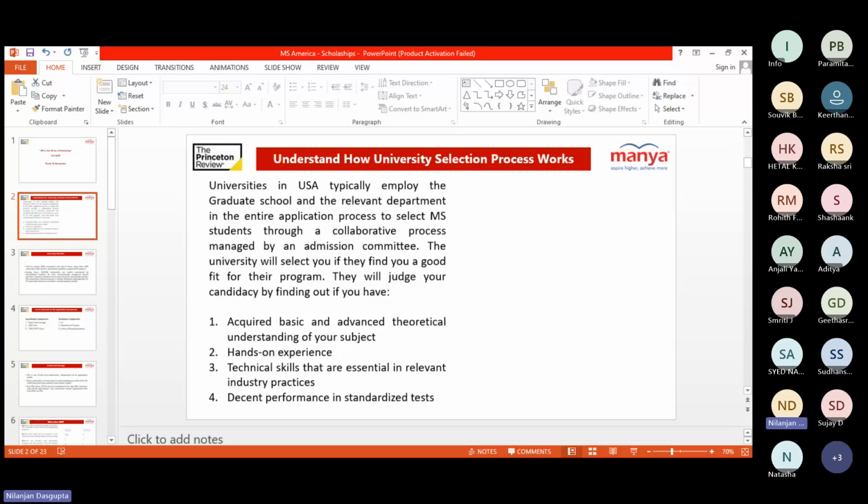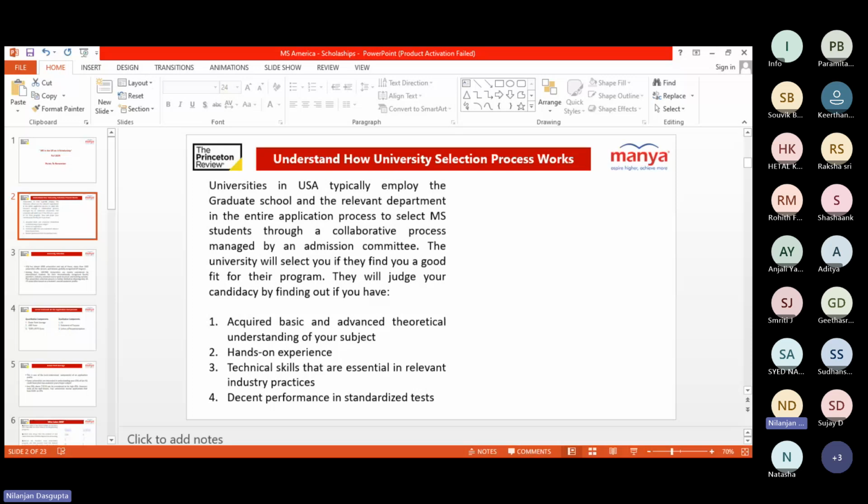In these two steps, the admission committee members will look at a specific set of documents. We will talk about those documents, although in a brief manner, and then mostly about their importance and the ideal way to prepare them to gain maximum benefits in terms of admits, scholarships, and so on.